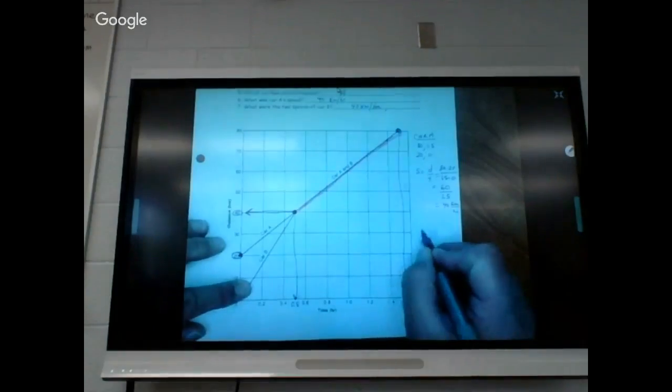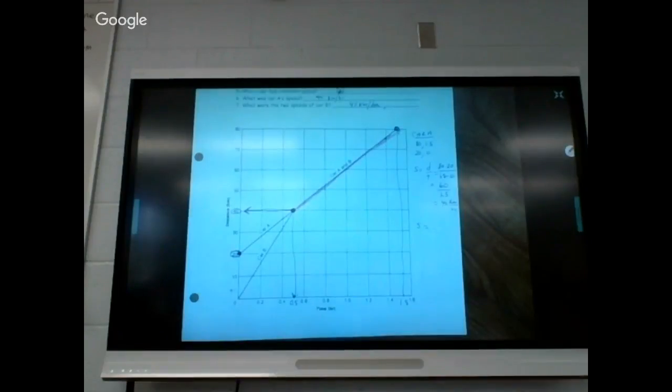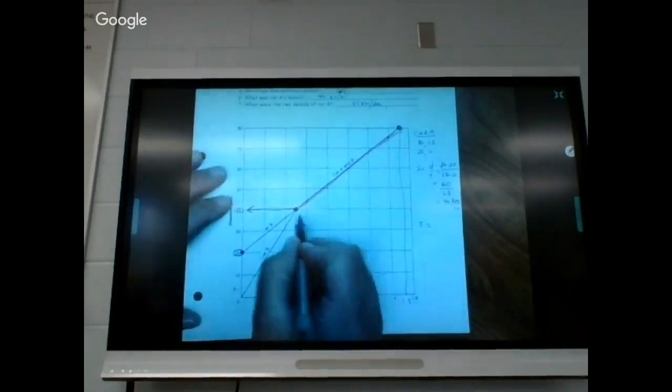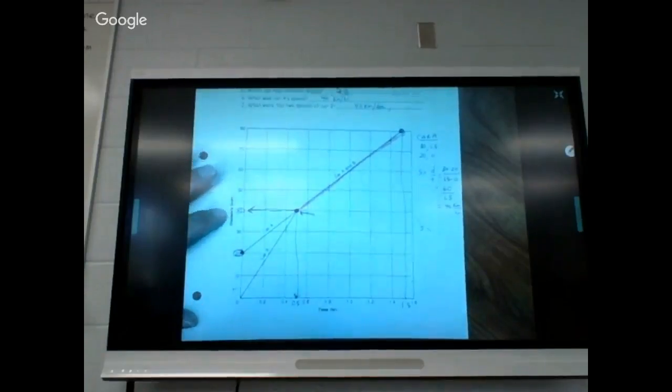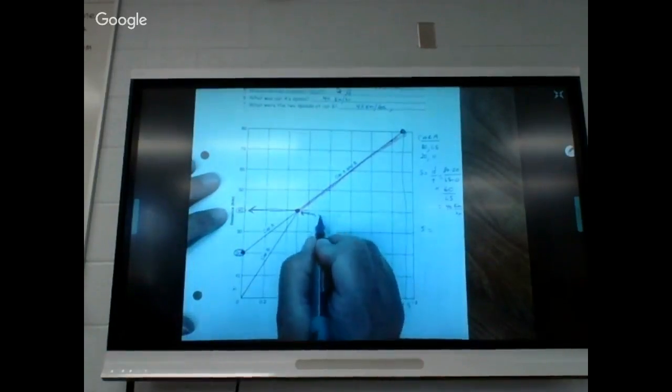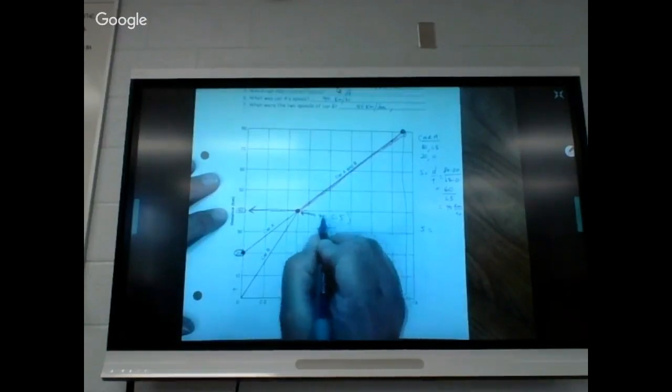So, we need some points. Now, we can do any point you want. I like the beginning and the end. I did the intersection. That's fine. You can. So, what point is that? 40 and what else? 0.5. Oh, I did this one already. It's going to be 80.